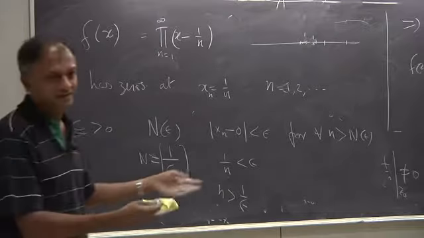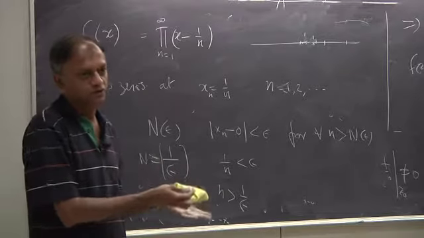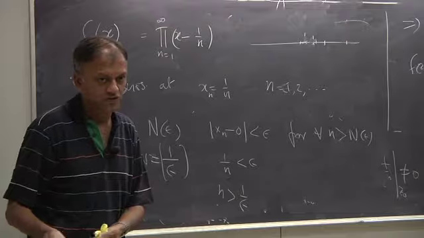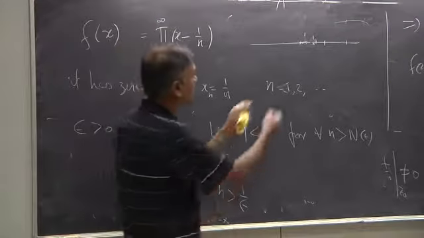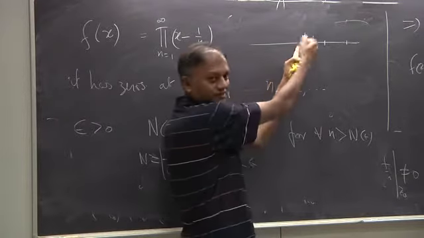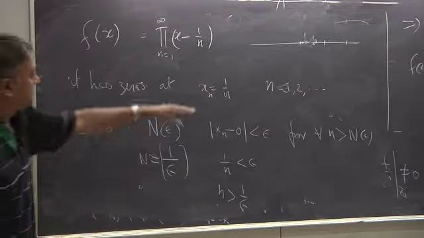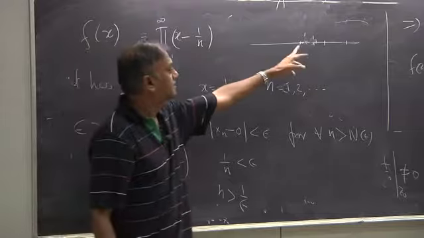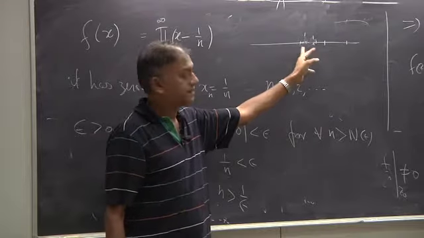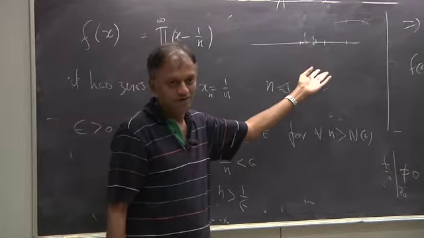When something like that happens, you say that this sequence has a limit point, or accumulation point. Some people use the word accumulation point, some people use the word limit point. Accumulation, because it accumulates near 0. That's the reason why you say accumulation point. So if something like that happens, then you say that this function has zeros that have an accumulation point.